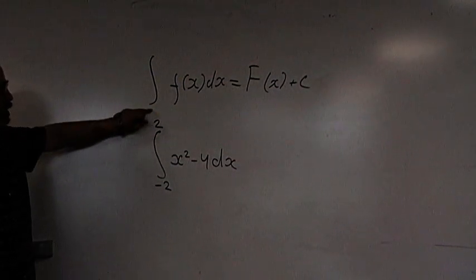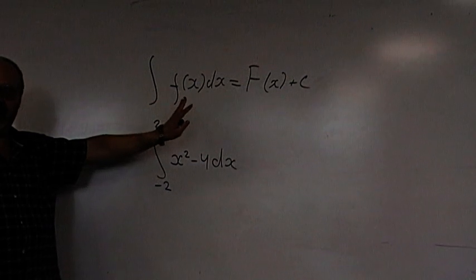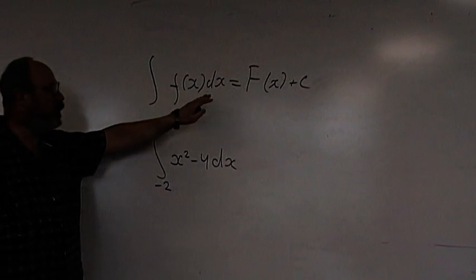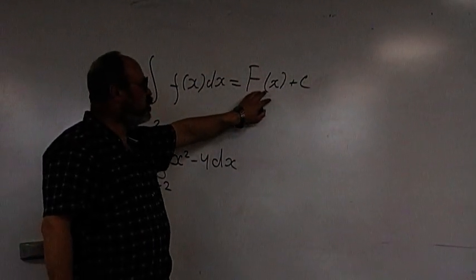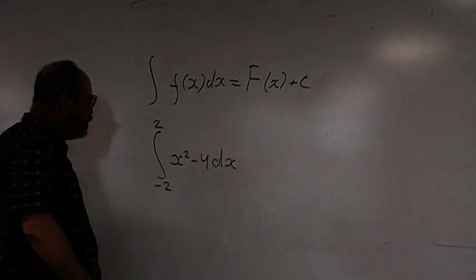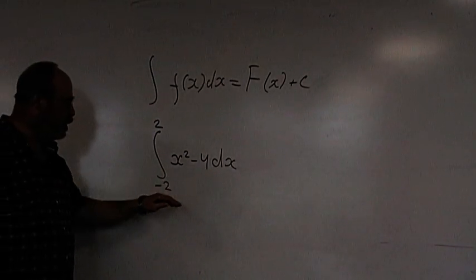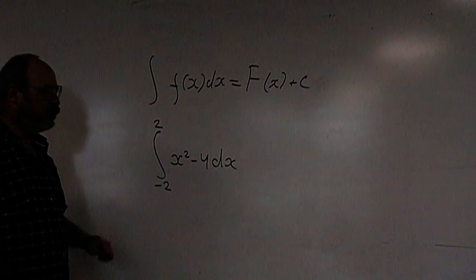So the difference is there are no numbers here. We're finding a function. What function was differentiated to obtain this function? In this case, we're finding what is called the definite integral of this function from minus 2 to 2.